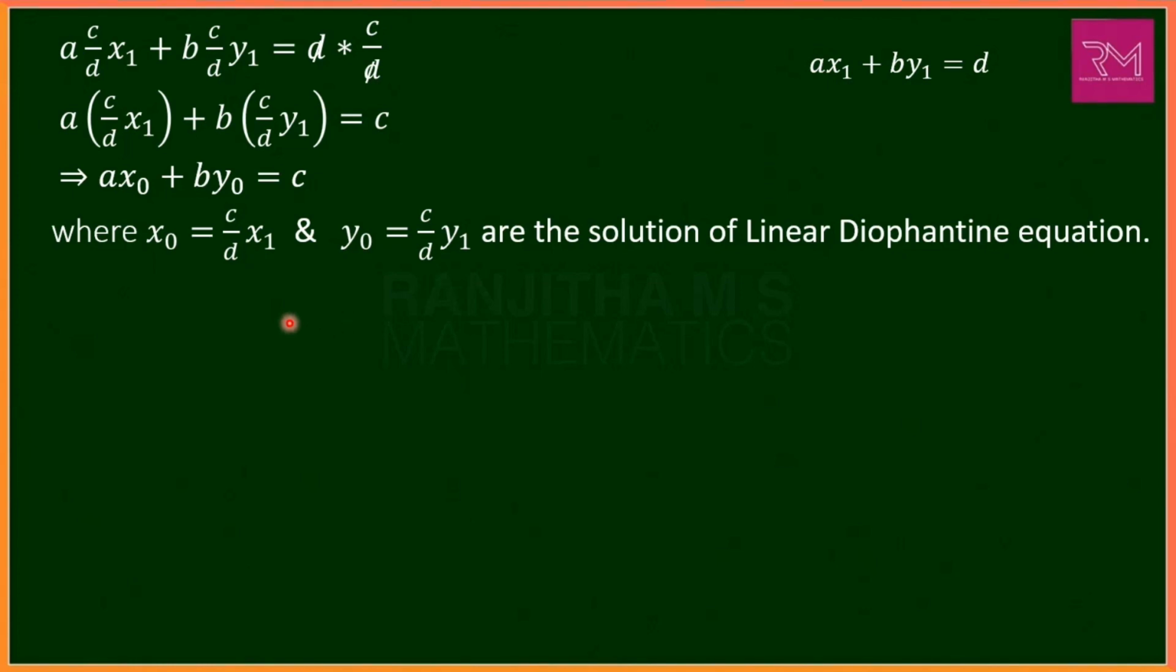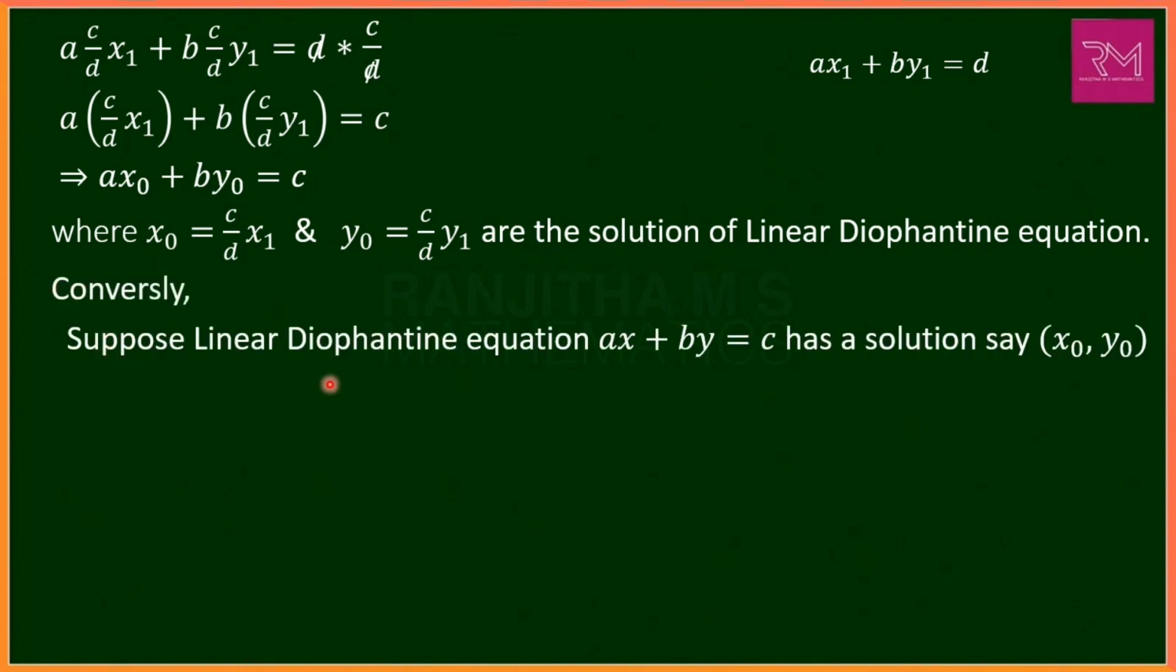Here we are considering d divides c and we are showing the linear Diophantine equation has a solution. Next we have to prove the converse. Suppose the linear Diophantine equation ax plus by equal to c has a solution, say some x0 and y0. We have to show that d divides c.